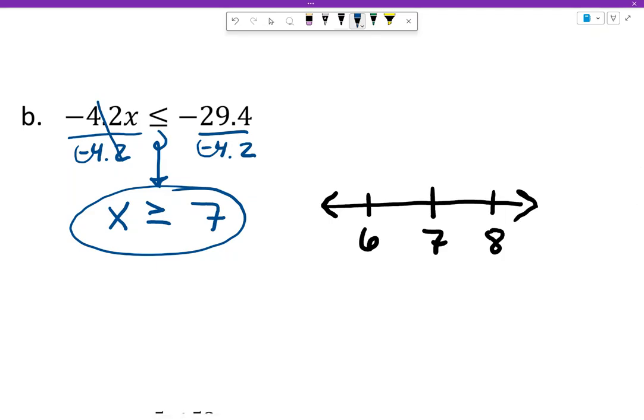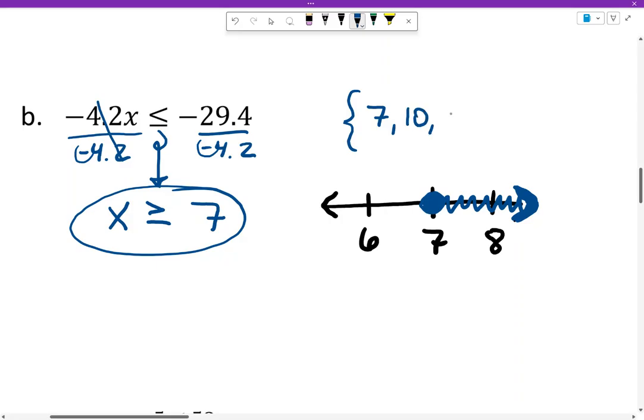Greater than or equal to gives us a filled in circle. This shows that we're including this number in our solution set. Our set starts here at 7, but it also includes 7. And greater than shades to the right, just like this. And now let's state 3 solutions greater than 7 or equal to. So how about 7? That is greater than or equal to 7. Let's say 10 and maybe 1,222. All numbers that are greater than or equal to 7.